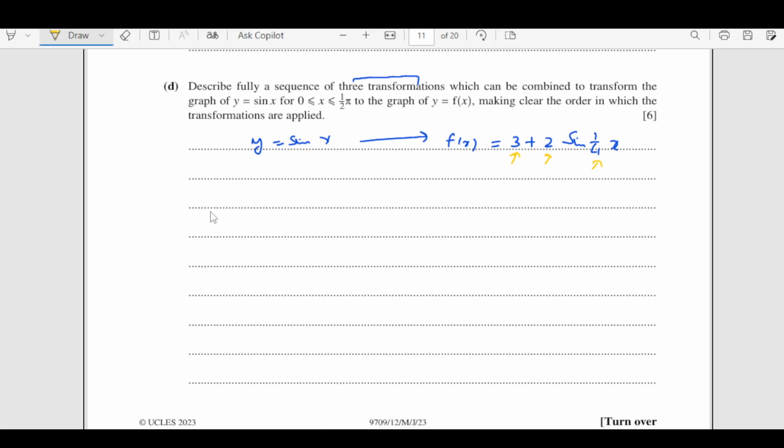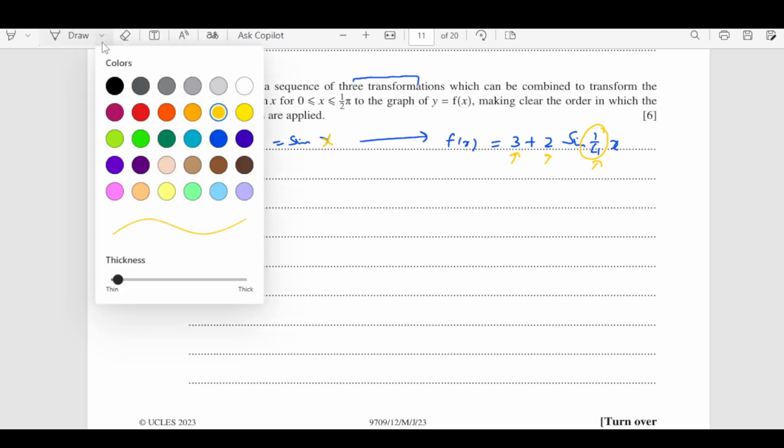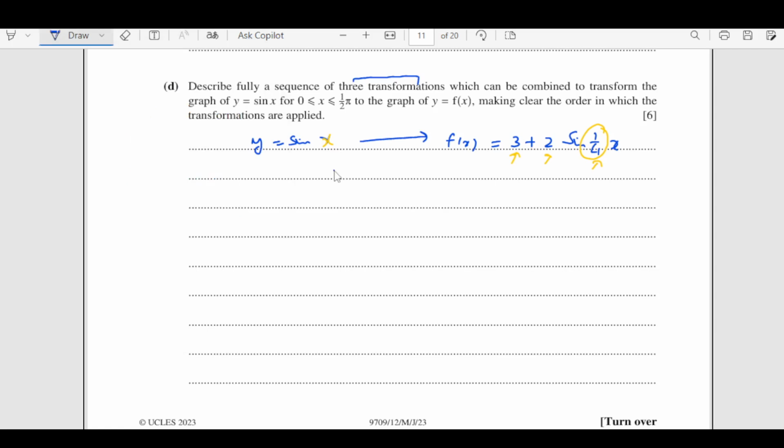The first one we have here is the stretch. What is the stretch? You see 1/4 here. The x coordinate was x, now it is x over 4. So this is a stretch with a stretch factor of 4. The first transformation we write down is a stretch with a stretch factor of 4 in the x direction, as the x value is changing, right? So this one is done.